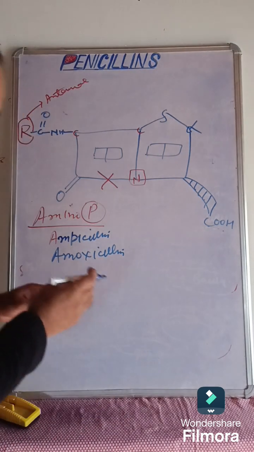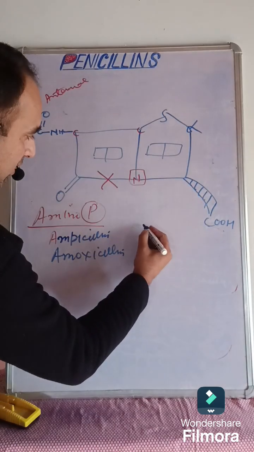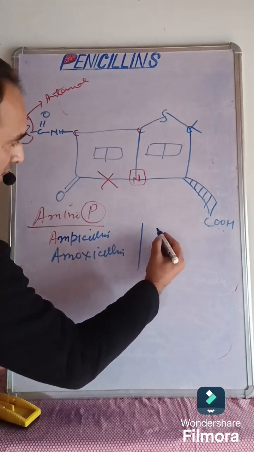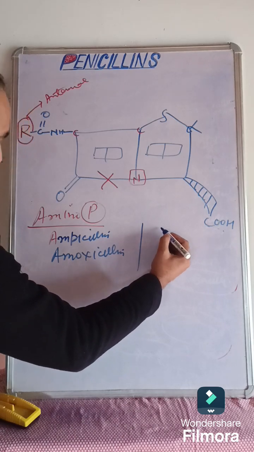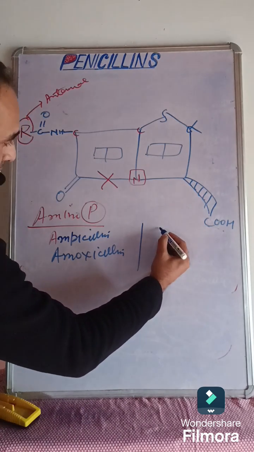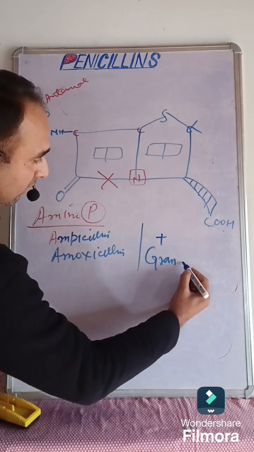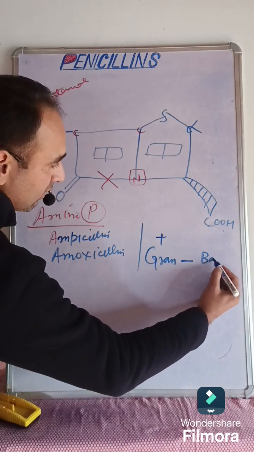These are the aminopenicillins. Both have similar activity to that of natural penicillins. They inhibit all organisms inhibited by natural penicillins, plus gram-negative bacilli.